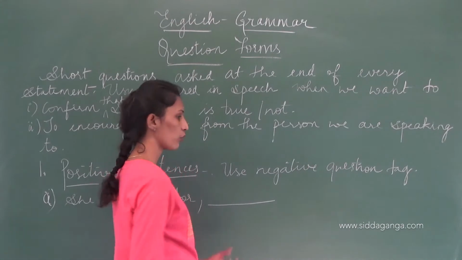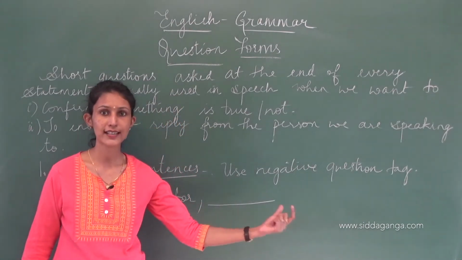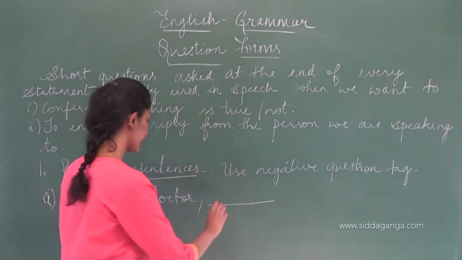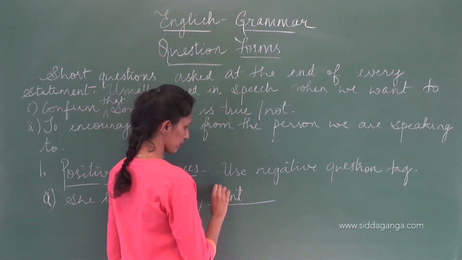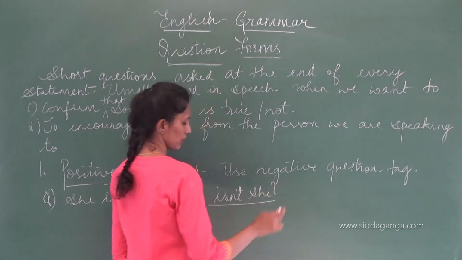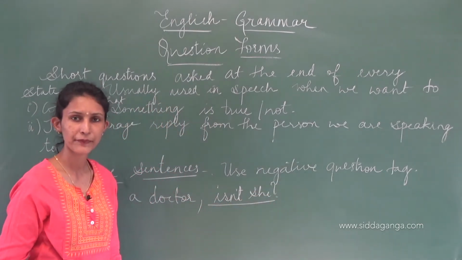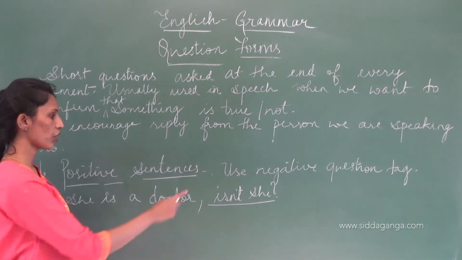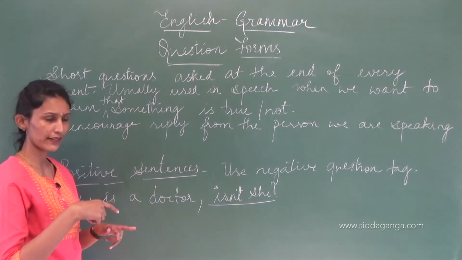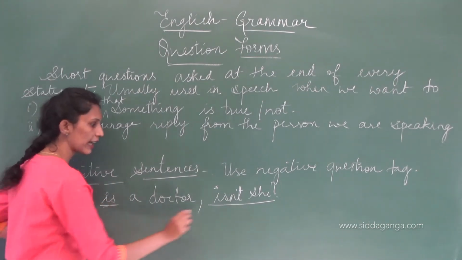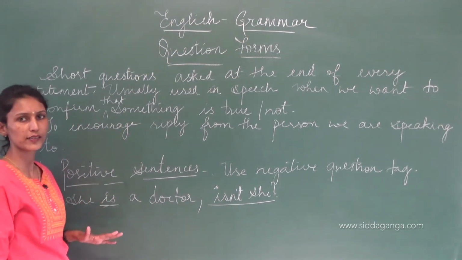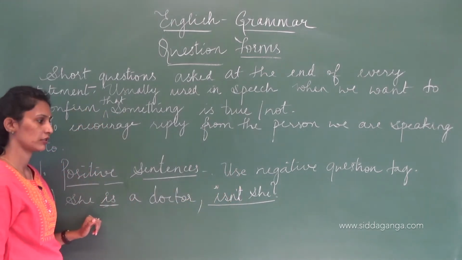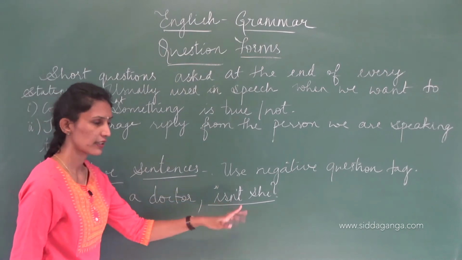Isn't she. What is isn't? Is not. That is negative. Not is added there, so it becomes a negative question tag. Isn't she? She is a doctor, isn't she? She is a teacher, isn't she? There are exceptions, we'll come to that later, but here, you make is into isn't. Sometimes it's very simple as that. Pick the helping verb there. We have studied verbs, so pick it and write it here.